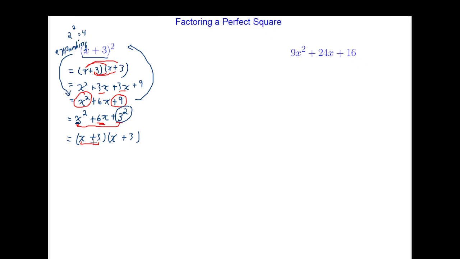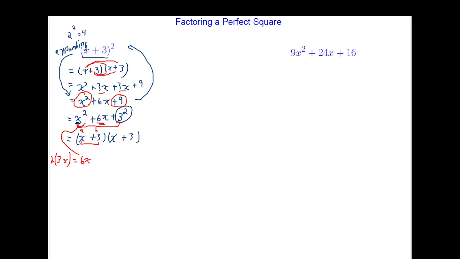So what I mean when I say the product is, take these two terms, for lack of a better term, I'll call this the a term and this the b term in our binomial. If we take a and b and multiply them together, x times 3 will give us 3x, and then we double that, we'll get 6x, which is our middle term here.